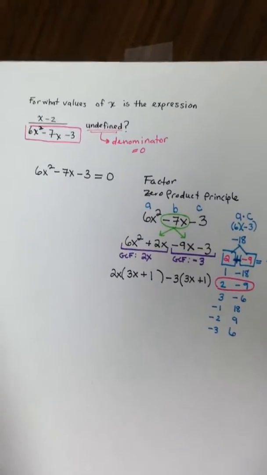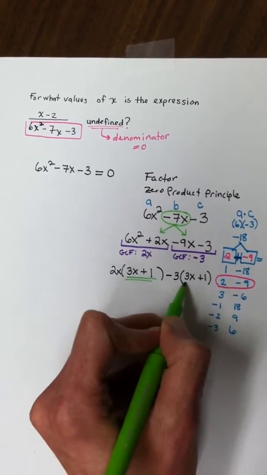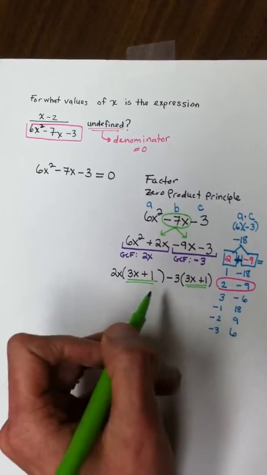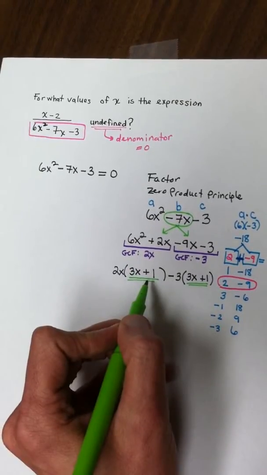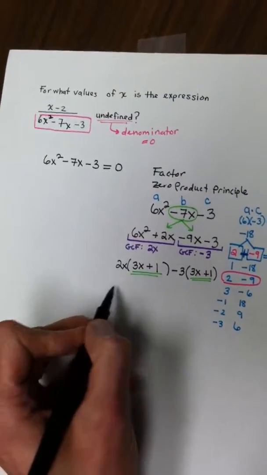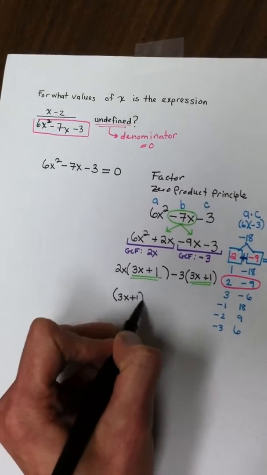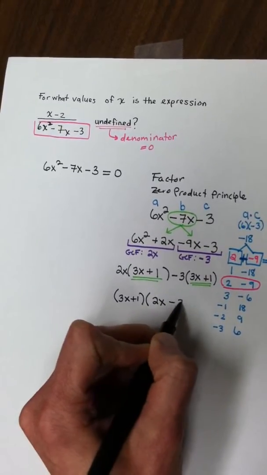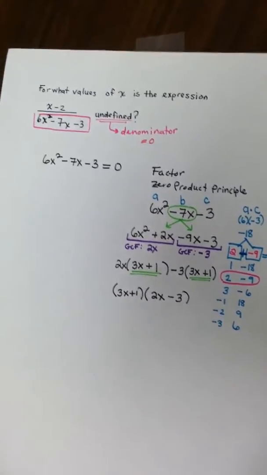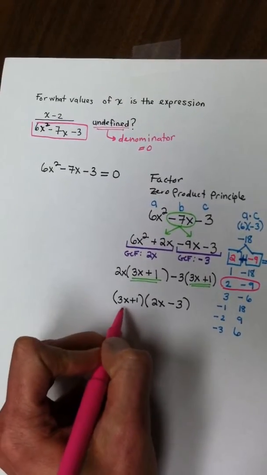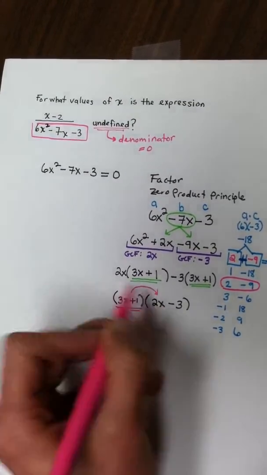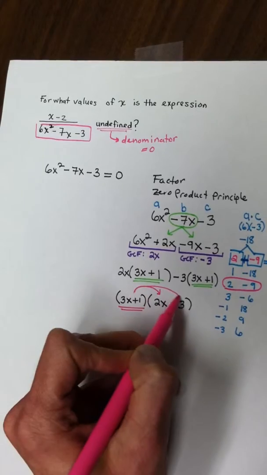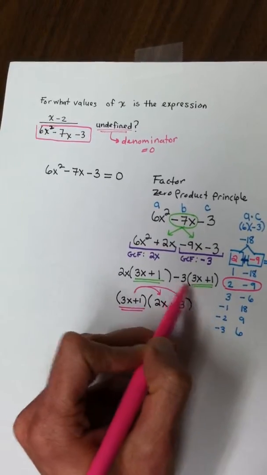And if you'll notice, when I did that, I happened to get identical binomial factors in the first group and in the second group. So now I'm just going to factor out those binomial factors. I'm going to pull out the 3x plus 1 binomial, and when I do that, I'm left with a 2x from the first group and a minus 3 in the second group. If I wanted to check it, I could distribute this group to the 2x, which would give me 2x times the binomial, and I could distribute the binomial to the negative 3, which would give me the negative 3 times the binomial.